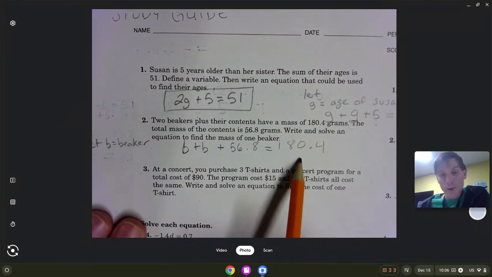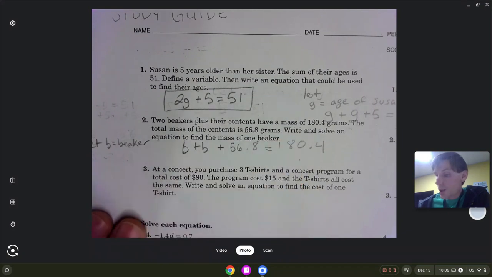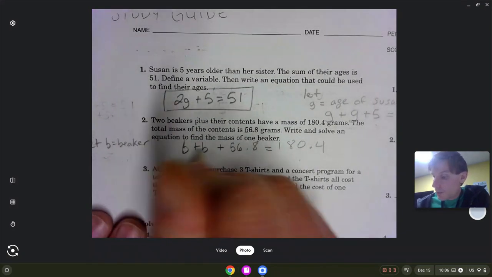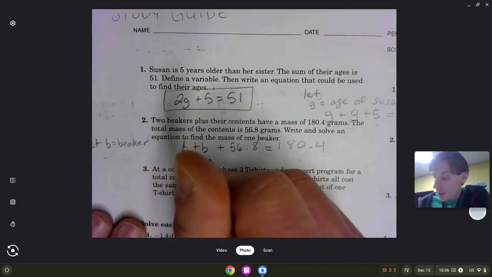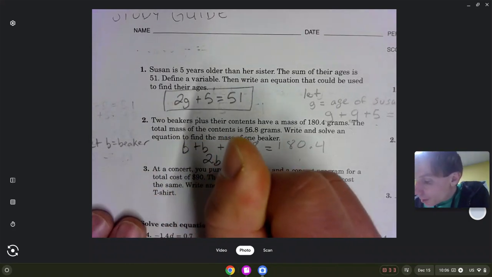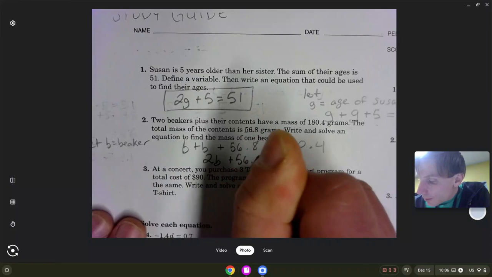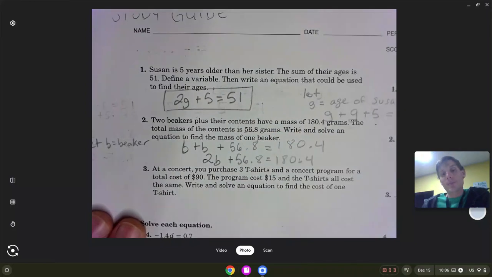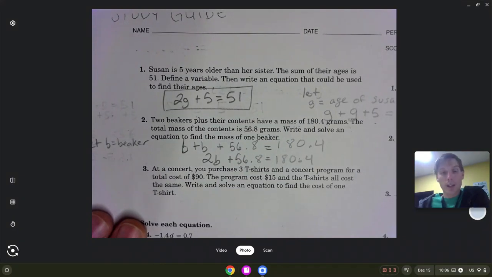The sum of all those is going to equal 180.4 grams, right? Last, we can do one quick simplifying of our equation. B plus B, we'll combine those like terms. We're saying 2B plus 56.8 equals 180.4. Notice I didn't put the grams in the equation. When you solve for B, you could put that into the equation, then into your final answer. Okay, but there we have it. That's our equation.